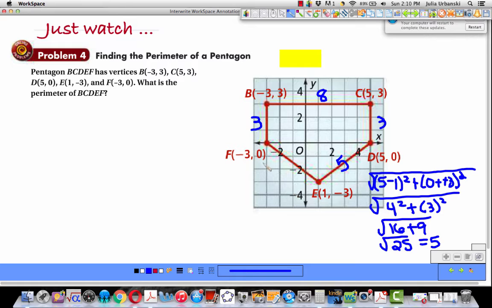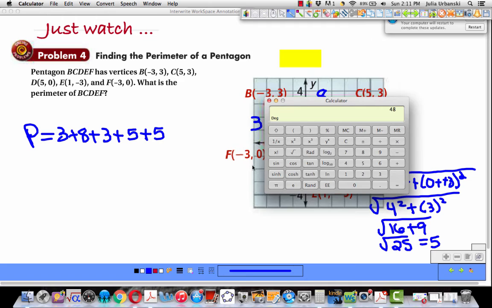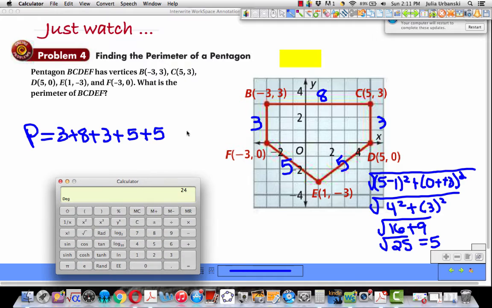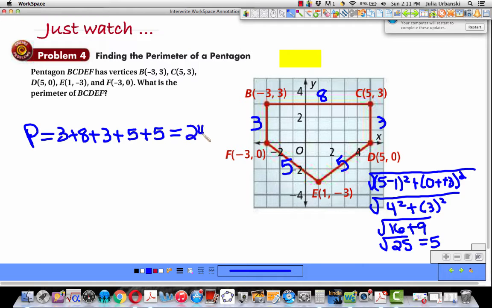Now if you look at it and if you try calculating this one, these two are the same, 5 and 5. So the perimeter is 3 plus 8 plus 3 plus 5 plus 5. To work that out, instead of trying to do it in our head, let's just go ahead and do 3 plus 8 plus 3 plus 5 plus 5. And we get 24. Now we don't know if it's meters or feet or whatever, so we say units, 24 units.